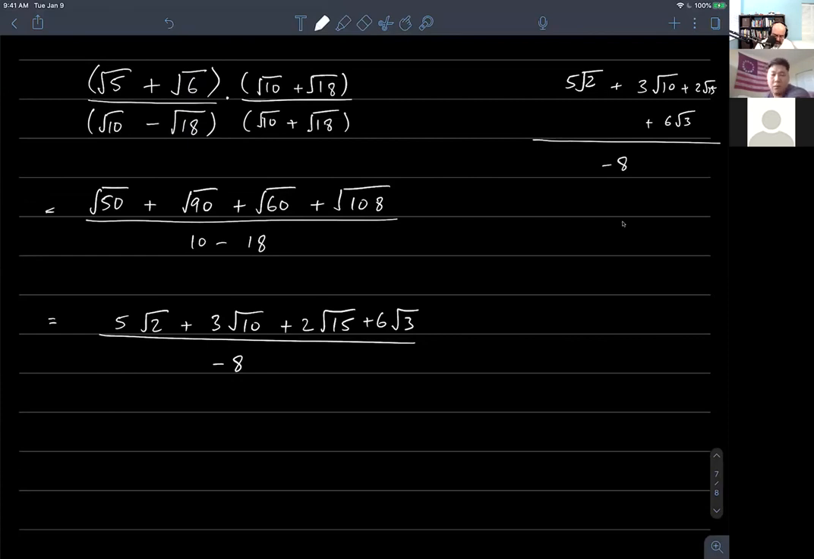That's it, right? Well, don't we have like terms? No. Correct. We do not have like terms. Even though everything is a radical, everything is a square root, the radicands are different. So this question is done. You cannot do anything with this. Now, if this had been, it's not, but let's say that it were, let's say this had been 15 on the inside. What would the answer to this be? It would be 5 radical 2 plus 3 radical 10 plus 8 radical 15 over negative 8. Yeah, over negative 8. That's it.